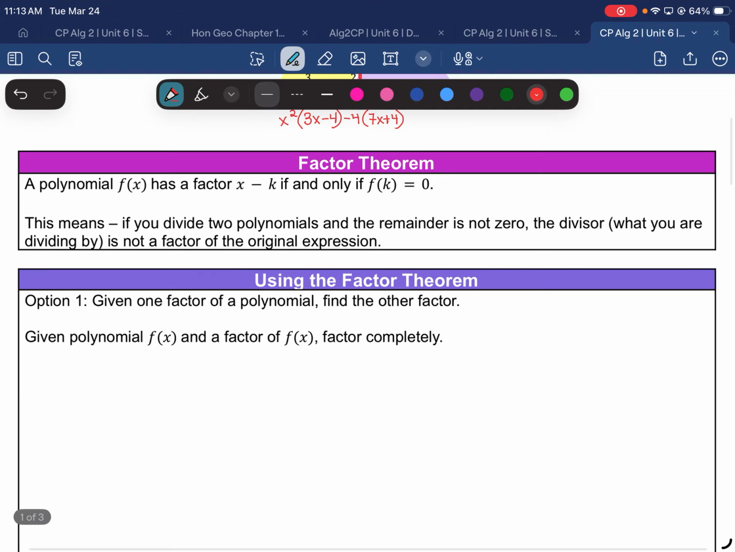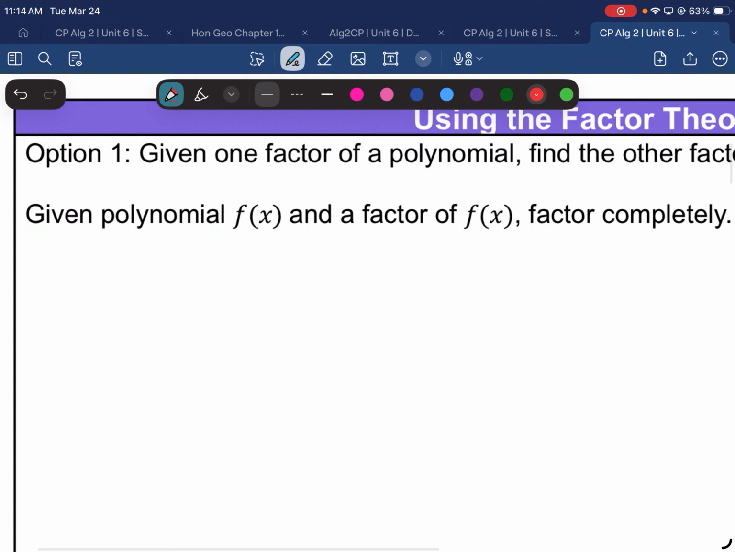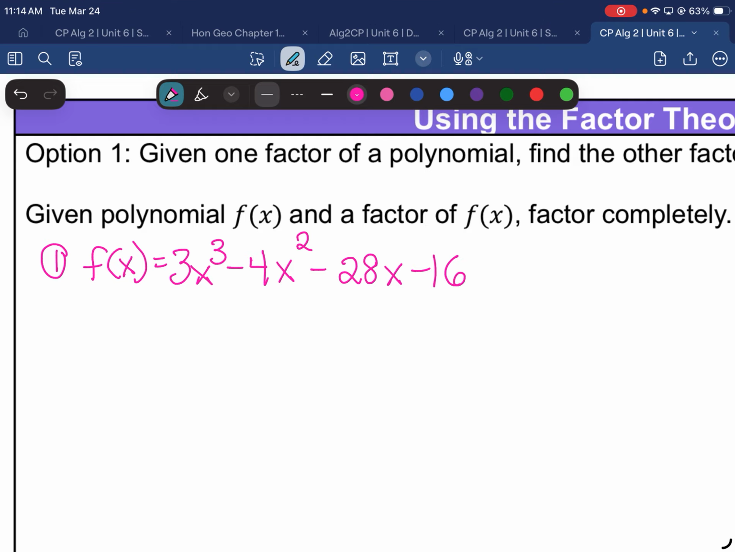Here's the first one, where we're using the factor theorem, where I give you a factor of the polynomial and you find the other factors. Okay? So here's your directions. I'm going to give you the polynomial. I'm going to give you one of the factors, and you're going to factor it completely. Here's your first example. Here's the polynomial. F of x equals 3x to the third minus 4x squared minus 28x minus 16. And the factor that I'm giving you is x plus 2.